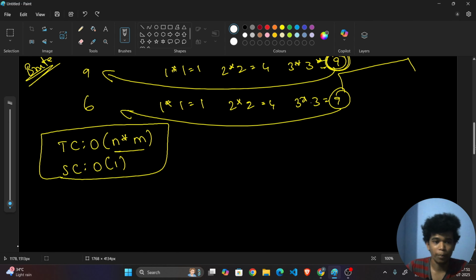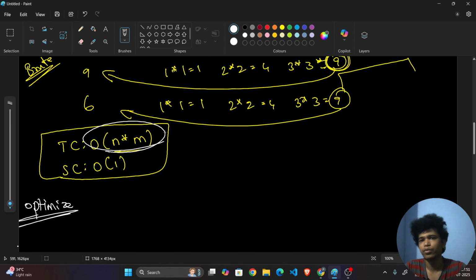Now, how can I optimize this approach? Can I still reduce my time complexity? In your coding interviews, in the technical round, which is just a coding round, you can use this brute force approach to pass the test cases. But in your HR round, you will need this optimized approach. Also, try to optimize each and every approach, because it will be helpful when you are attending any other companies also.